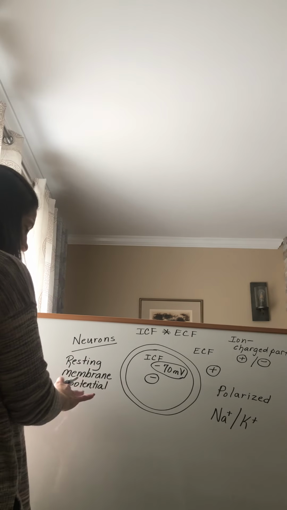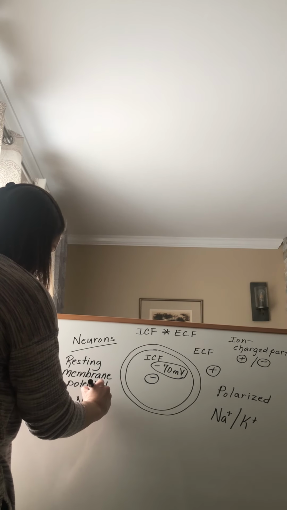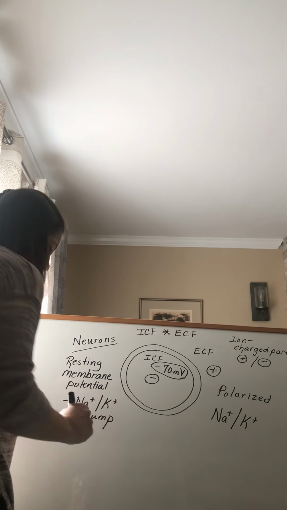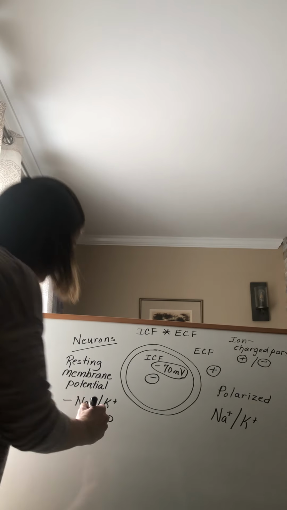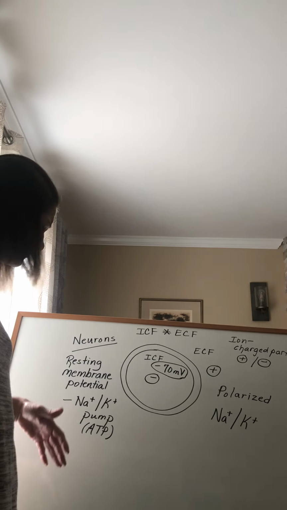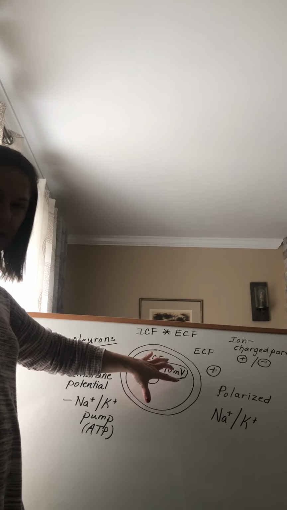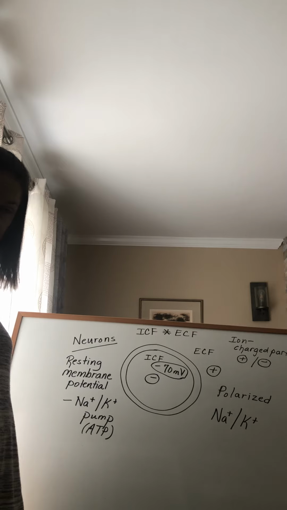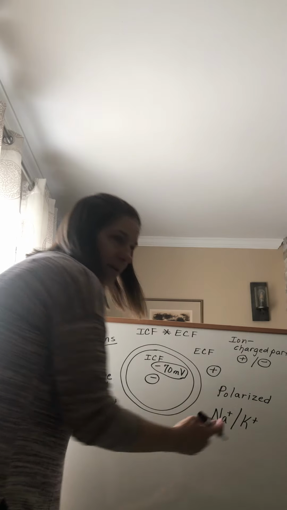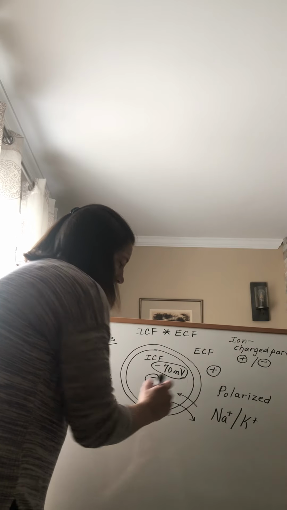When a cell is at rest, the resting membrane potential has to be maintained, and it's maintained by the sodium-potassium pump. Anytime you see a pump, we think ATP, right? That it requires some energy in order for that to occur. And what this pump is doing is maintaining this negative state inside the cell versus the outside of the cell. So then the question is, how is it doing that? Well, these are both positive ions, right? So we need to pump one out and the other in, but we're not going to do it at the same ratio.